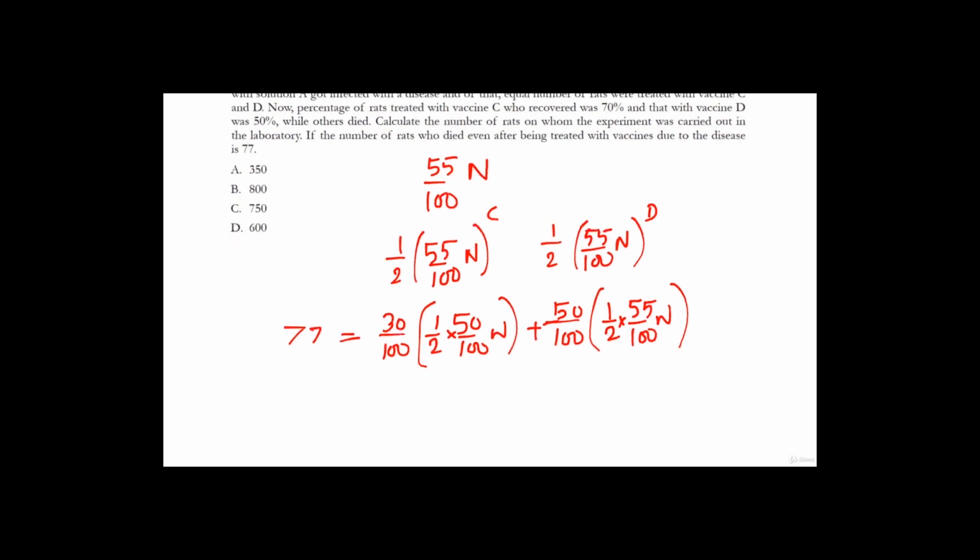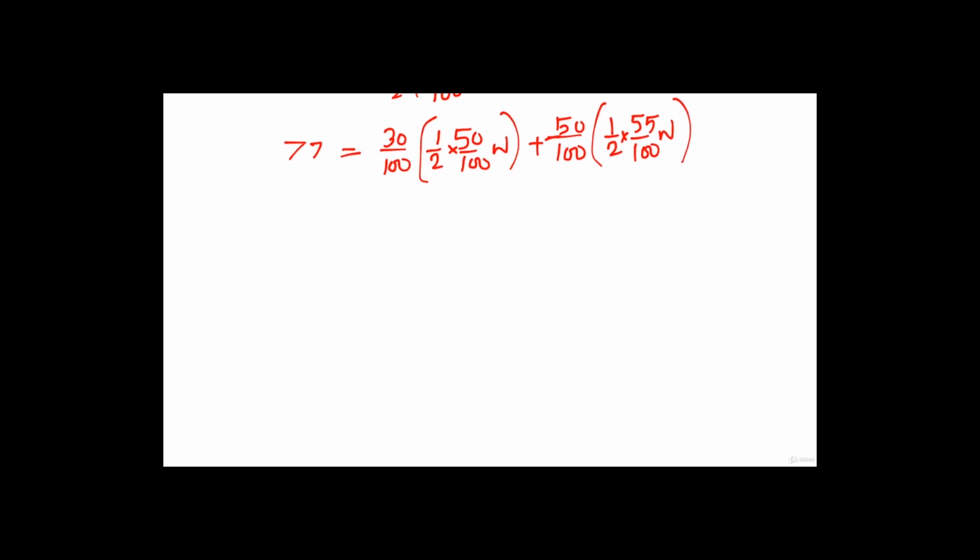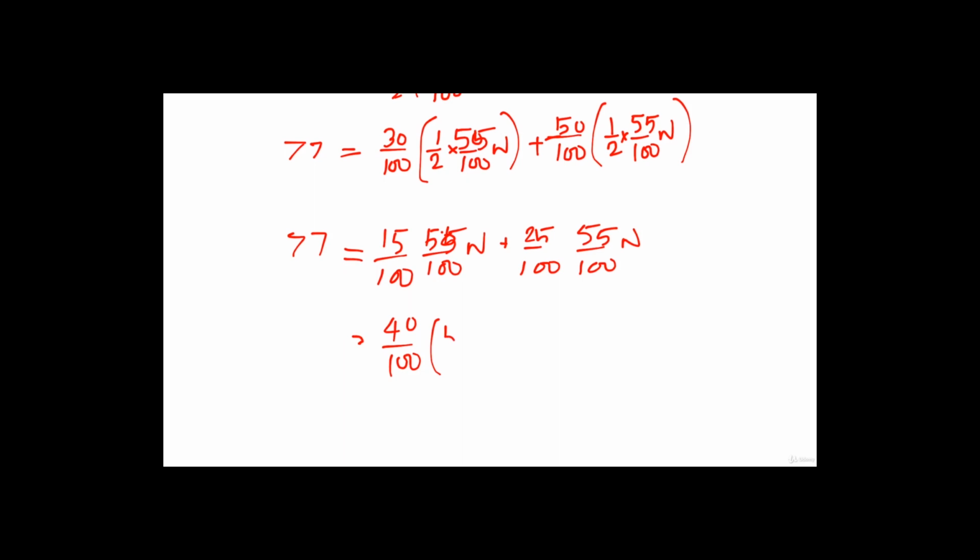Now when we solve this particular thing, we get 15% of 50% of N plus 25% of 55% of N is equal to 77. Sorry, the above value is 55%, here also it is 55. So which means 40% of 55% of N is equal to 77.